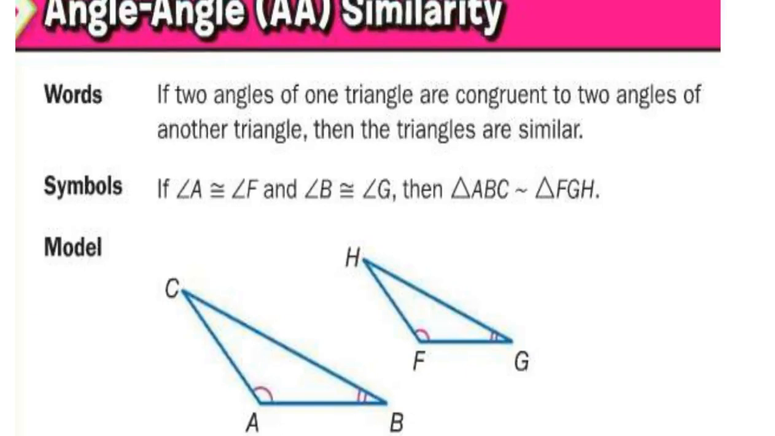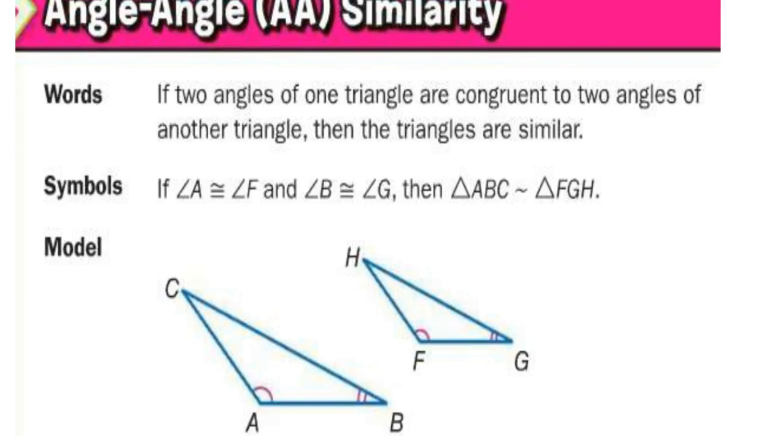Yesterday, we worked with corresponding sides of similar polygons to show that they were similar, they were proportional. Today, we're going to talk about that again, and we're going to find the missing sides. So another thing we need to know, another rule, is the angle-angle similarity.